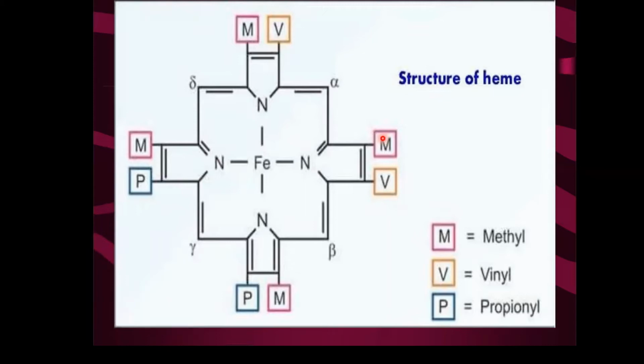If we look in detail at the structure of heme, we can see that there are four methyl groups on each corner of the heme group, four vinyl groups, the two vinyl groups and the two propenyl groups. Now, heme is a porphyrin molecule that can combine with metals, forming a metalloporphyrin compound. So heme is a metalloporphyrin, where the metal is iron, the centered metal.